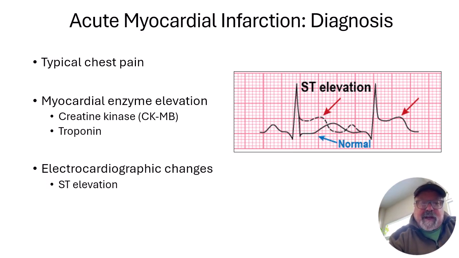What they'll do is they'll take blood samples and they'll look for myocardial enzyme elevation. And so remember, as these areas become ischemic, some of those cardiomyocytes that die actually release their content into the local milieu. And so things like creatine kinase and troponin are in high concentrations in myocardial cells, and these are released into the bloodstream following a myocardial infarction.